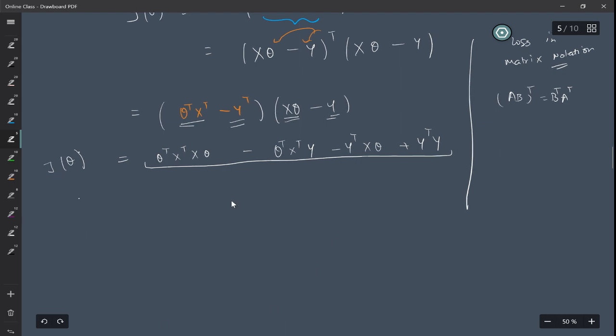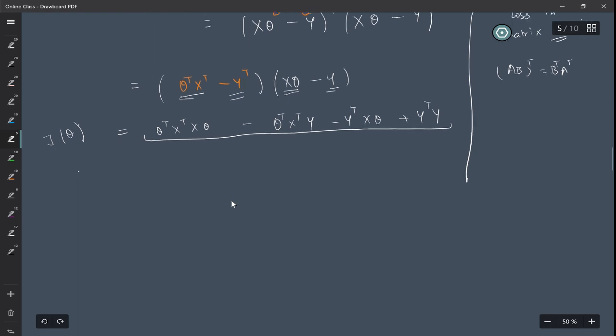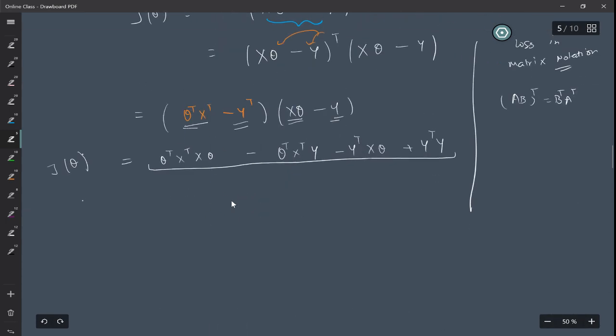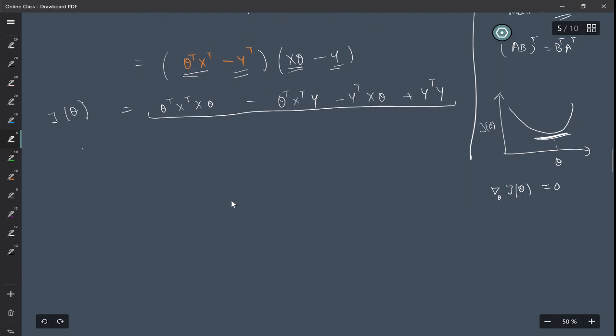Now let us talk about how to minimize this loss. This loss again is a convex function, as we discussed, and this is your j theta. The loss is minimum at a point where the derivative of j theta, the slope of this line, becomes equal to 0. So we need to compute the derivative. Let us compute the first derivative, which is delta theta of j theta.